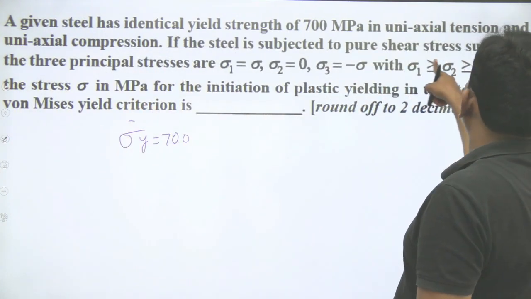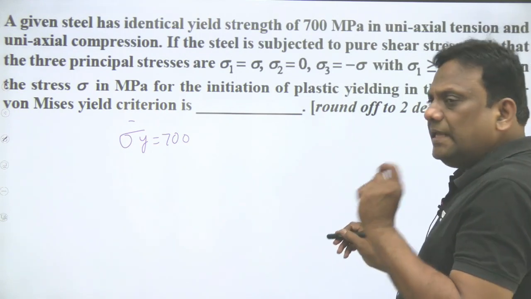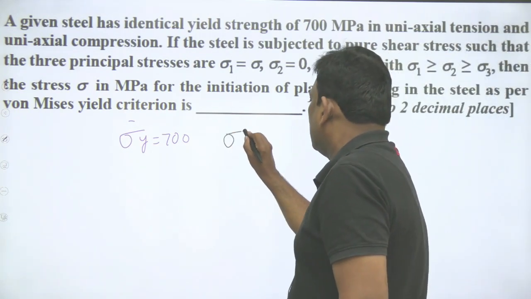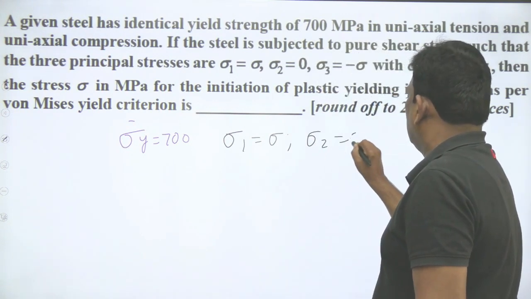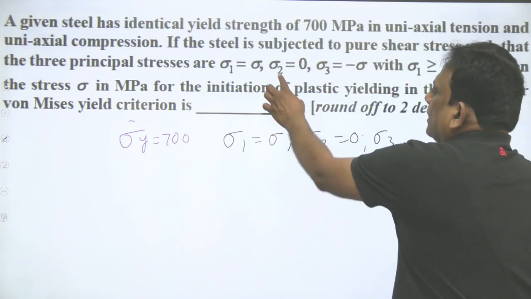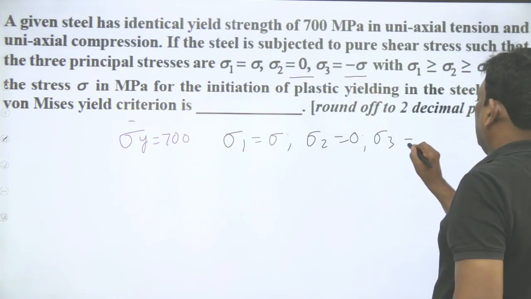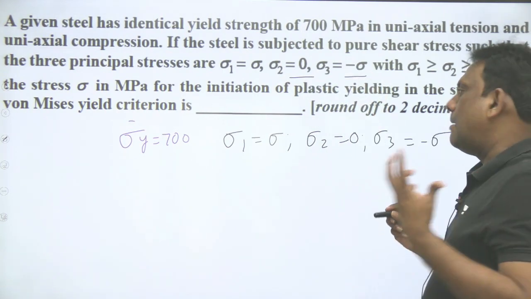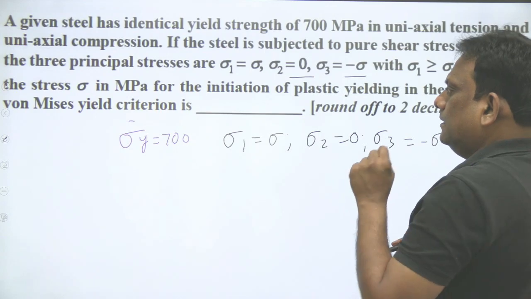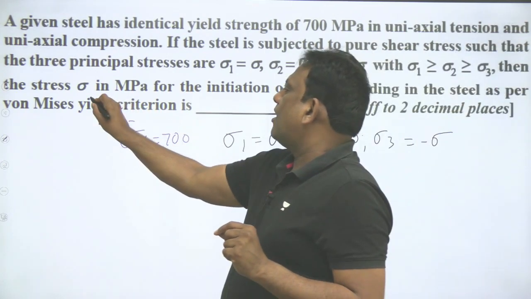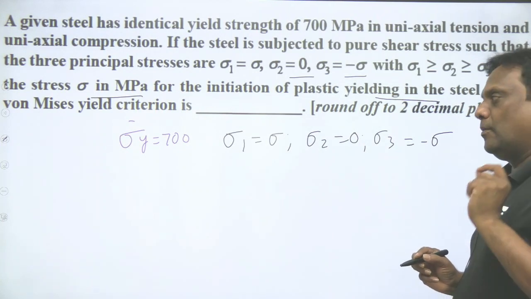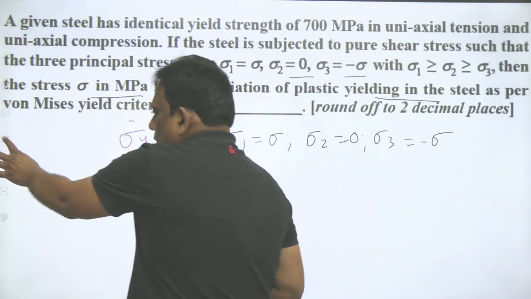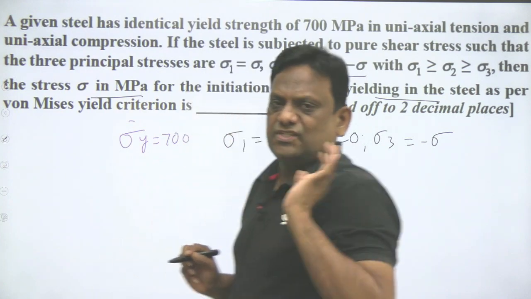If the steel is subjected to pure shear stress such that the three principal stresses are sigma 1 is given as sigma, sigma 2 is given as 0, and sigma 3 is minus sigma. What does minus indicate? Compressive. Then the stress sigma for the initiation of yielding in the steel as per von Mises theory. Let's try to solve this question. It's a simple first question.